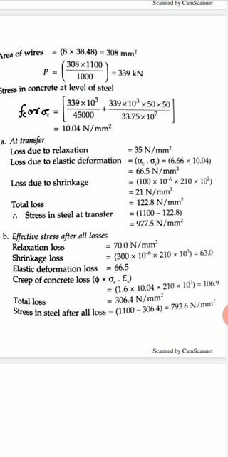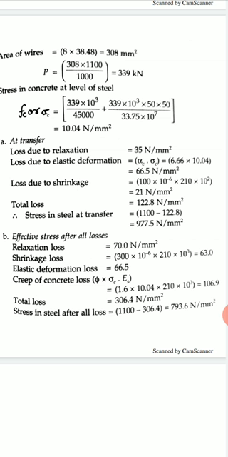Now therefore adding all the losses, that is relaxation loss, shrinkage loss, elastic deformation and creep, we get a total loss of 306.4. Therefore the stresses left after accounting for all the losses will be 1100 minus 306.4, which comes out to be 793.6 Newton per mm square.